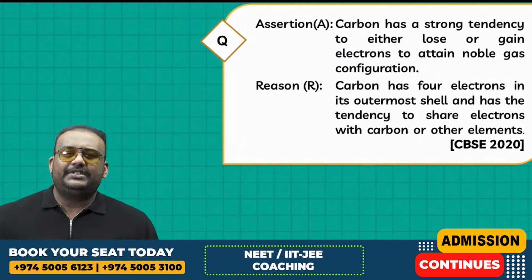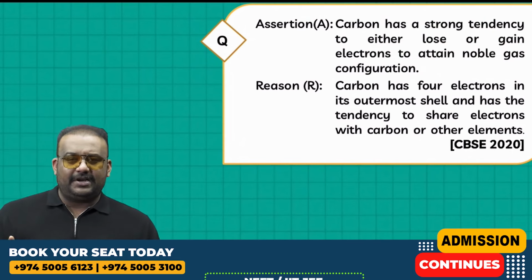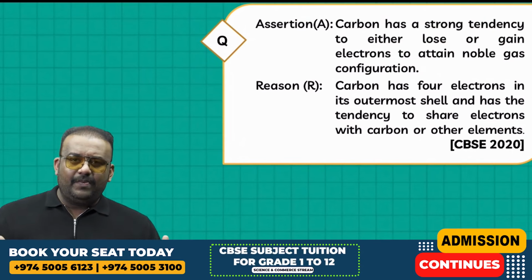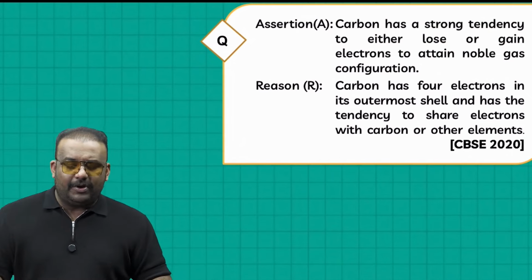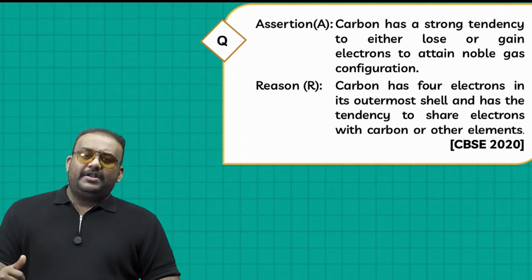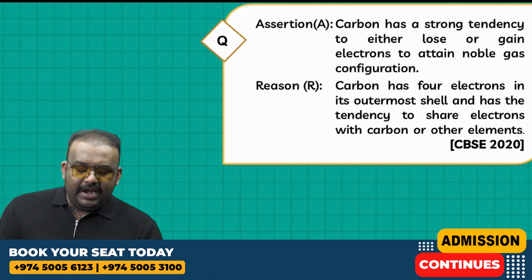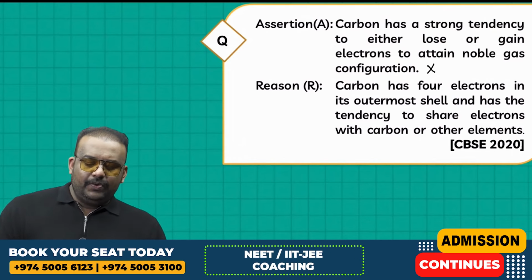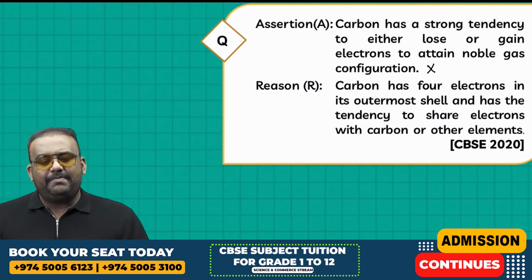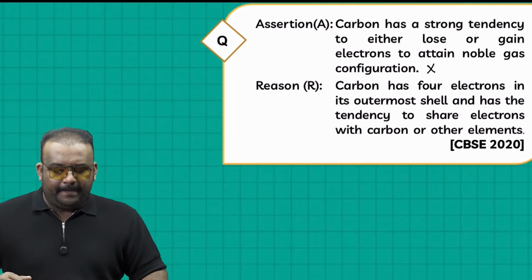So what is the only choice left? Carbon will share its electrons. And you know that sharing will create a type of compound called covalent compound, and losing and gaining will create ionic compounds. So carbon has the least tendency to lose or gain. So that statement in the assertion is wrong.